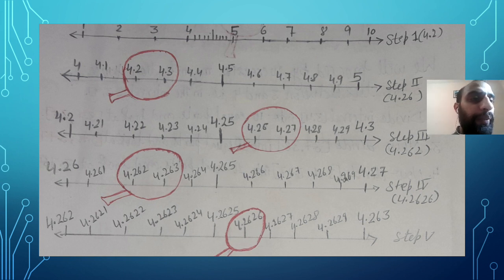In this way you can find any real number by using the method of successive magnification to find any number on a number line.